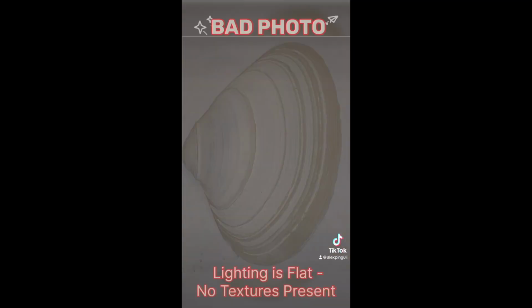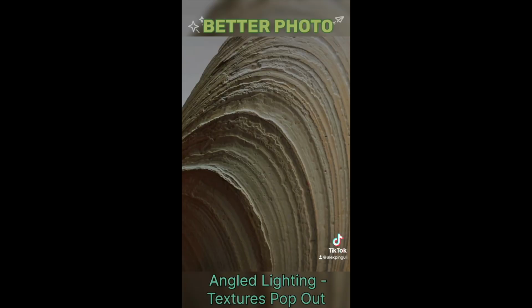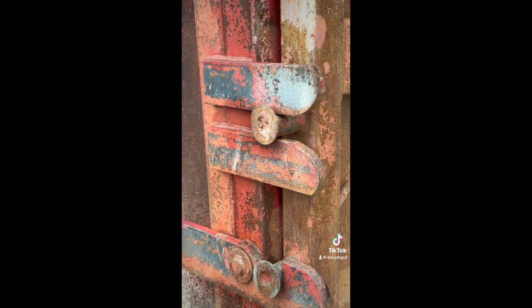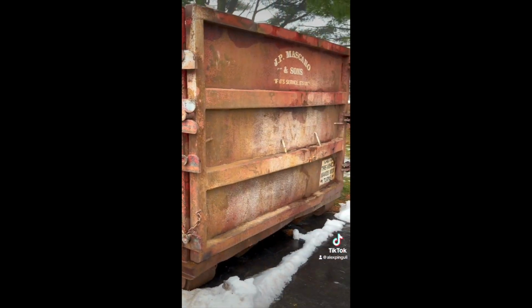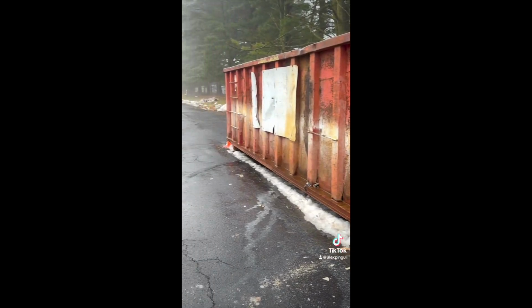In order to bring textures out of the objects around you, lighting is key. When light strikes the objects from an angle, textures come to life. So the next time you're looking through your camera lens, notice and appreciate the countless textures around you, sometimes even at your local dumpster.